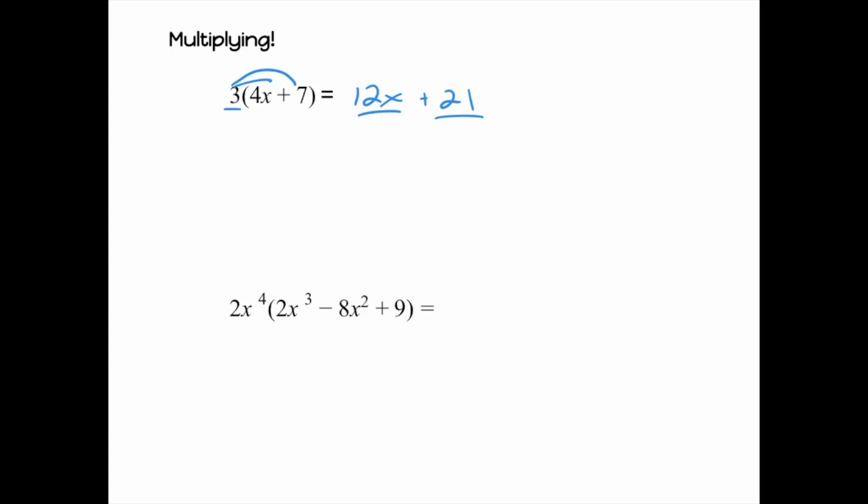The second example, we have 2x to the fourth times (2x cubed minus 8x squared plus 9). So again, we just want to distribute. 2x to the fourth times 2x cubed would be 4x to the 7th. 2x to the fourth times negative 8x squared would be negative 16x to the 6th. And 2x to the 4th times 9 would be 18x to the 4th. And again, perhaps you see that those all have something in common, because that's what we'll use for the next part when we actually start to factor or go backwards.